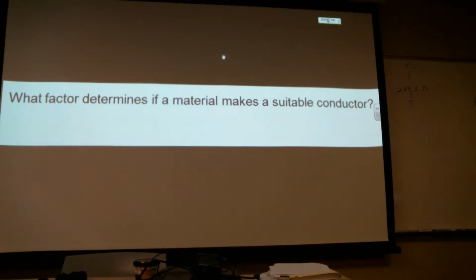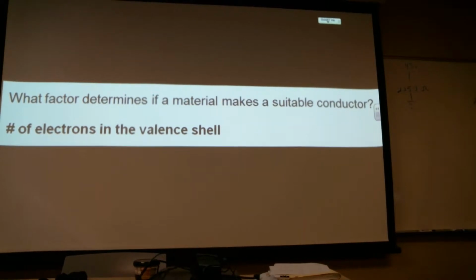Okay. The number of electrons in the valence shell. And I'll remind you that the fewer electrons, the better the conductor. The more electrons, the better the insulator. A semiconductor will be somewhere in between. And a resistor is a semiconductor. We don't want full flow, and we don't want full restriction. We want to regulate it.